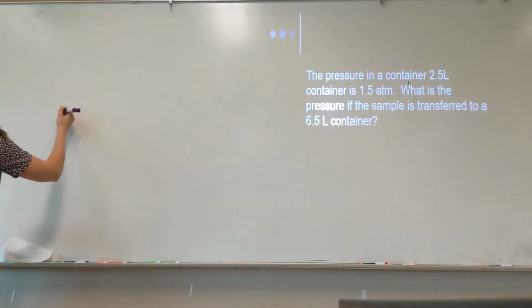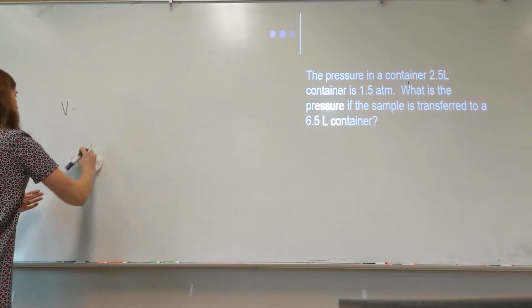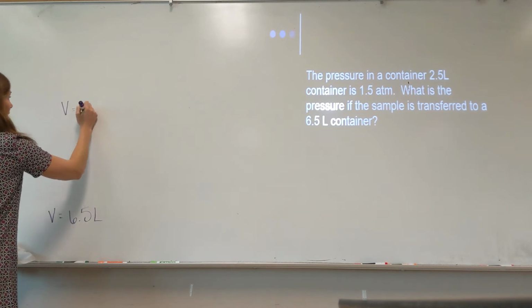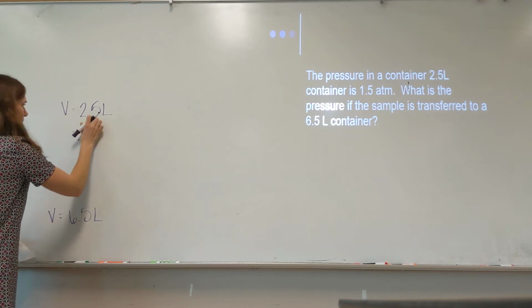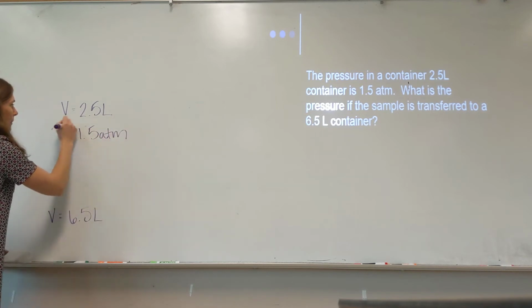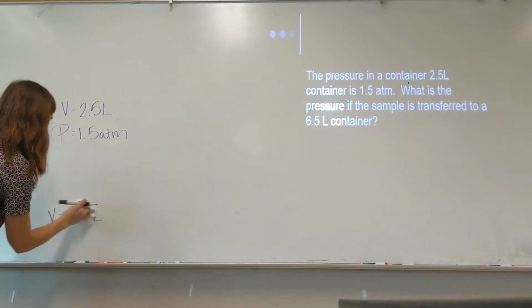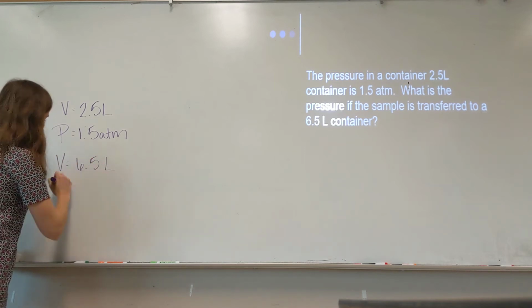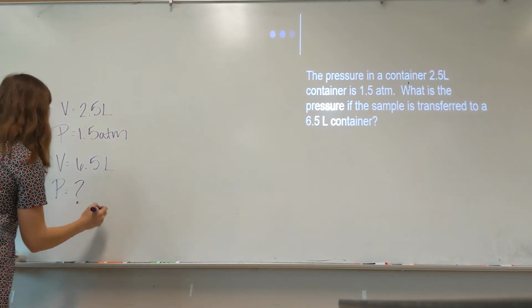So I've got 6.5 liters. Liters are a volume. I'm going to write that down a little bit lower. 2.5 is the first one given. 1.5 atmospheres. And atmospheres are a unit of pressure. And it wants to know what is the new pressure. And it doesn't say new pressure. It says what is the pressure when it's transferred to a 6.5 liter container. So I don't know that pressure.